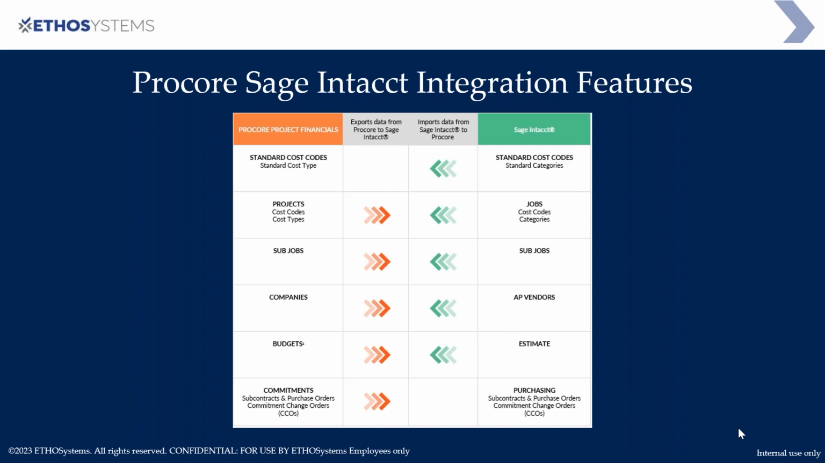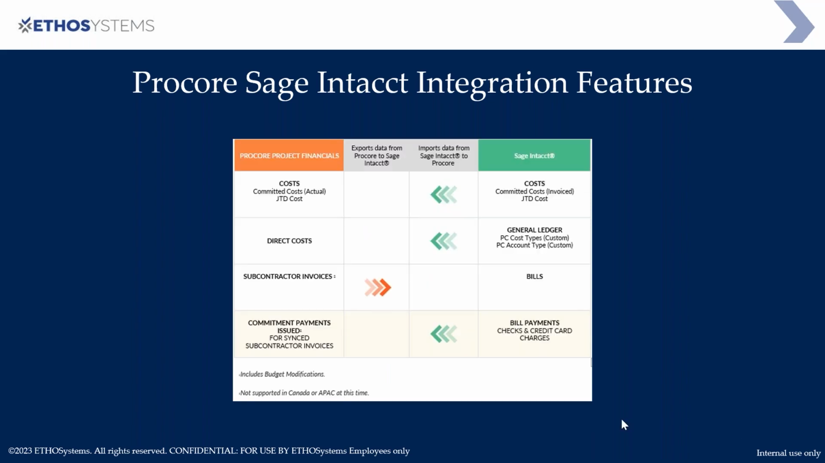Budgets and estimates are also going to be bi-directional. And commitment change orders and invoicing is going to be a one-way street. So those items are going to originate in Procore and be exported out to Sage Intacct.